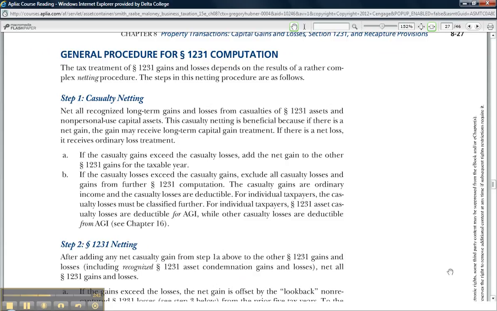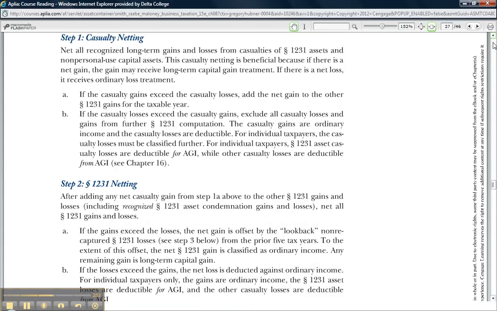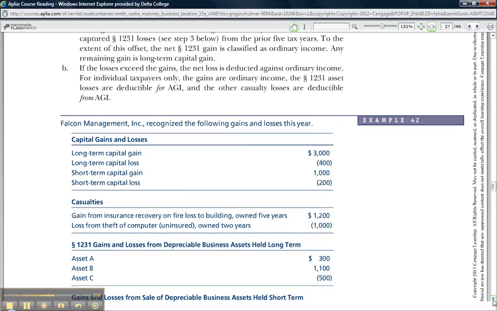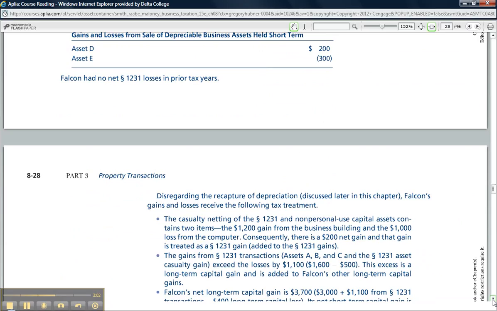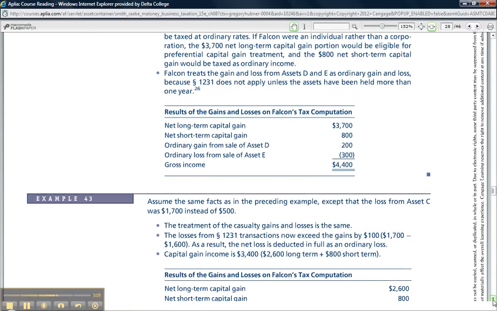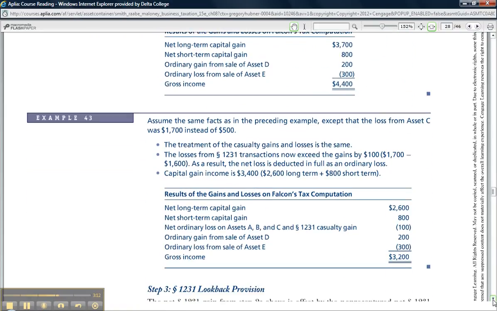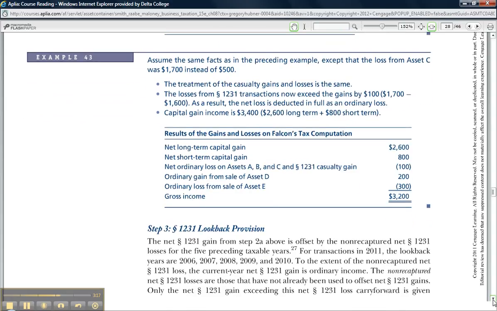There's a netting process for Section 1231 gains and losses, just like there was for regular capital gains and losses. That first step was that rare, weird stuff, the casualty netting, but then you get into the Section 1231 netting process. Good example, really, example 42 to look through. It talks about the whole process of netting through all of those asset sales, the gains and losses. Another example, 43, they throw a wrinkle in. It's important that you really understand that netting process.